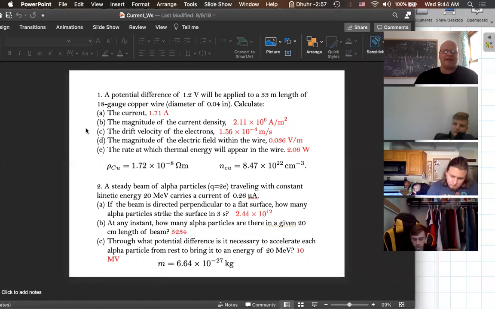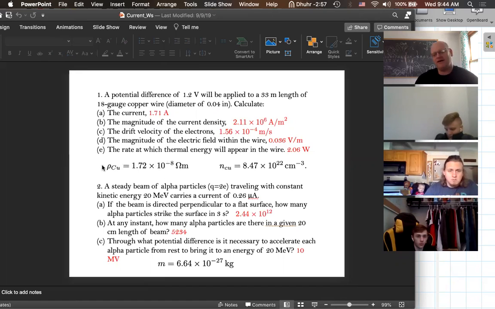The first one says we have a potential difference of 1.2 volts applied to a 33 millimeter length of 18 gauge copper wire, which has a diameter of 0.04 inches. From here, you want to calculate the current running through the wire. You want to know the magnitude of the current density, J, the drift velocity of the electrons inside there, the magnitude of the electric field, and then the rate at which thermal energy is lost, so you're looking for the power. These are the quantities you need.